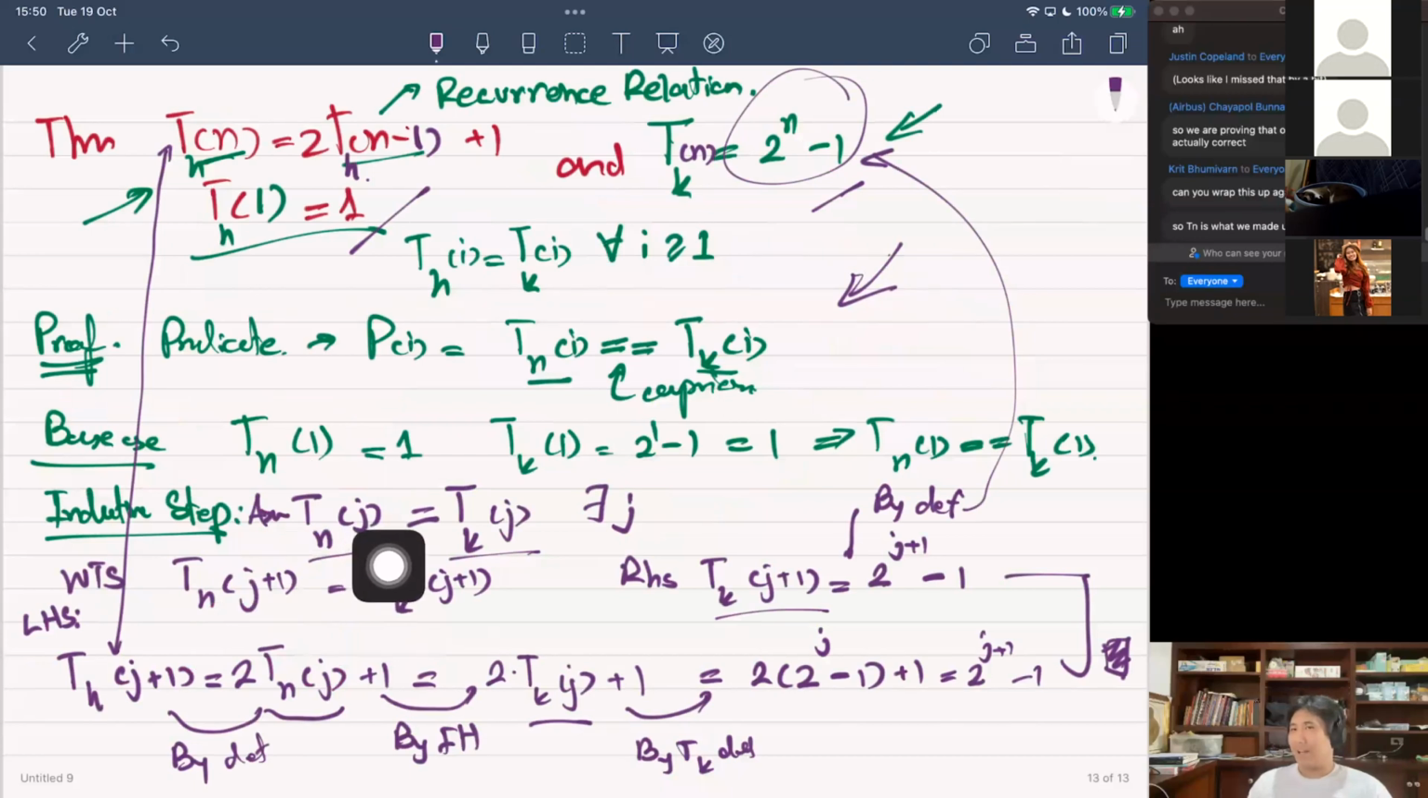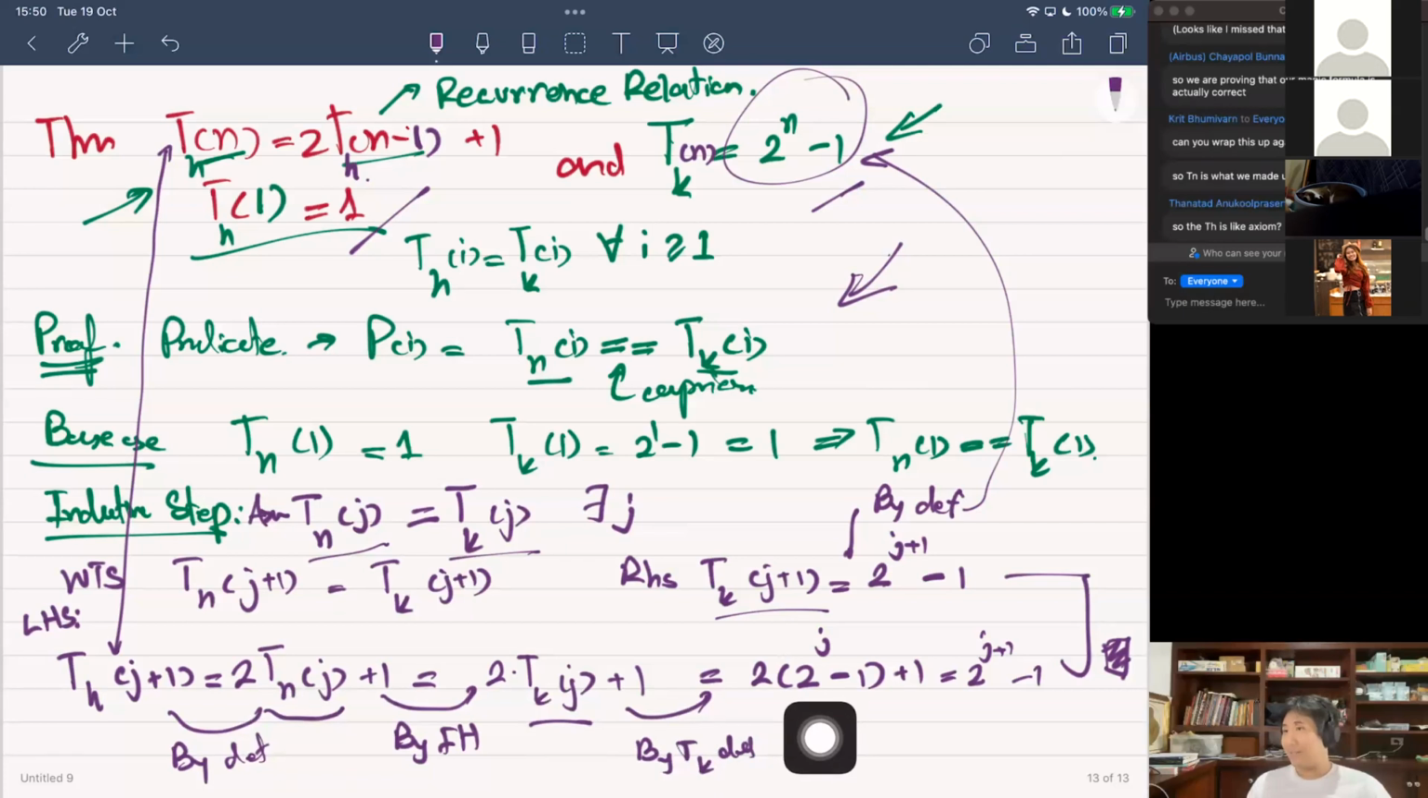Okay, and the proof is simple, right? You assume that it's equal for the previous number, and then you want to show that it's equal for the next number. So the right hand side is by definition TK of J plus 1, so it's 2 to the J plus 1 minus 1. The left hand side gets a little bit of work. The left hand side, TH of J plus 1, by definition is going to be 2 times TH of J plus 1, right away. But we know something about TH of J because of our inductive hypothesis. So we plug that in, and then you simplify things a little bit, plug in the definition of TK, and then you're done.